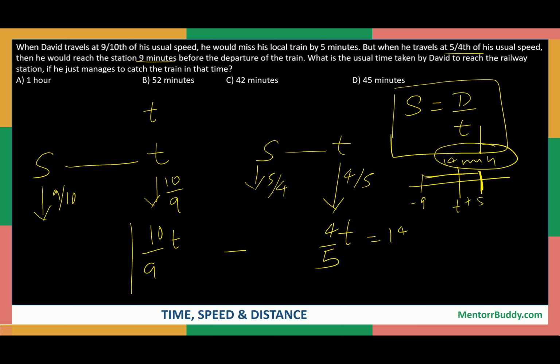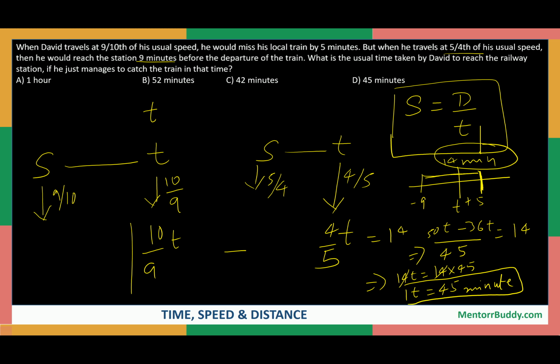So we can take the LCM of the denominators, so it will become 45. In the numerator we get 50t minus, that is 9 into 4, 36t, right, equal to 14. So we will get 14t equals 14 multiplied by 45. So the value of t will become how much? 14 will cancel out, it will become 45 minutes. It means the usual time taken by David is 45 minutes, as initially we have taken t as the usual time taken.